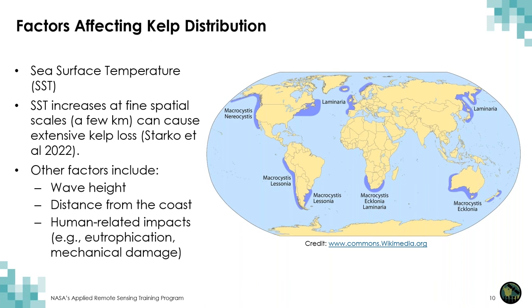The authors also found that zones below the thermocline, where temperatures remain cool enough, can serve even as refugia for kelps. But biotic factors, especially the increase in sea urchin populations as a result of the heat waves, were determinant in restricting the coverage of kelps. Other factors that may affect the distribution of kelps are wave height, the distance from the coast, and other human-related factors such as eutrophication, or increasing nutrients in particular areas, and also mechanical damage caused by humans.